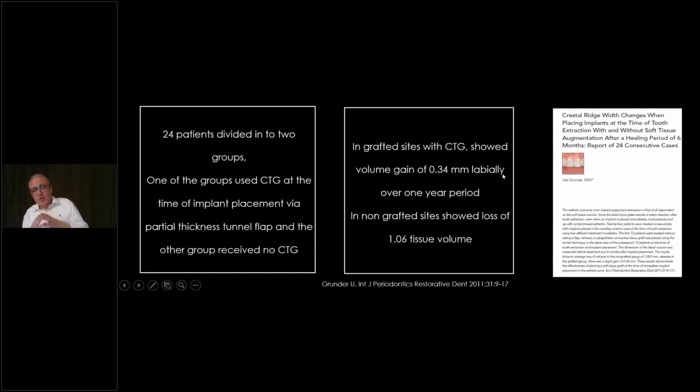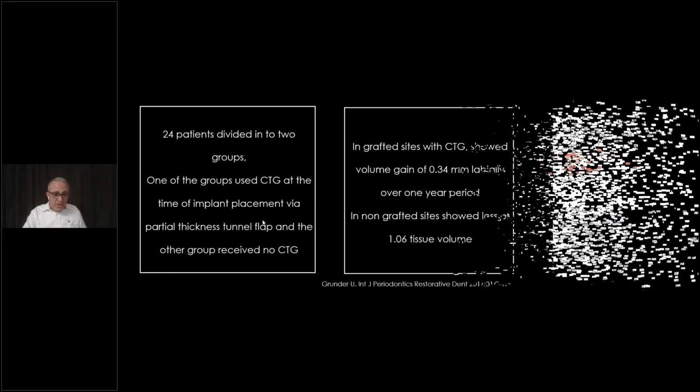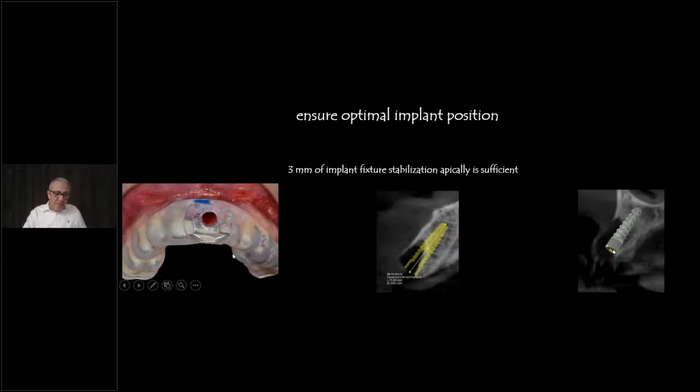And this is what I said before, Uli Grunder's work. When you bulk up the labial tissue, when you increase the labial bulk by connective tissue grafts, you minimize the resorption of the labial plate of bone, as has been proven by Uli Grunder in 2011. And you need to use a flapless technique. You cannot place an implant arbitrarily. You have to place the implant using a surgical guide. That's something that has to be done for sure.